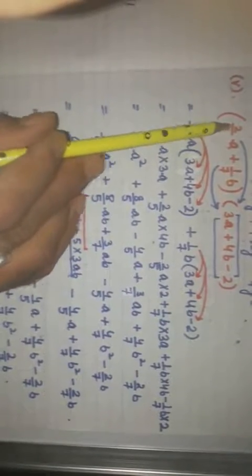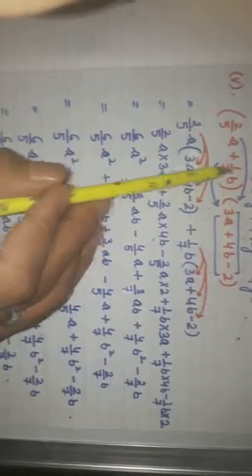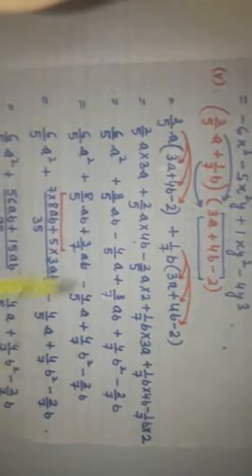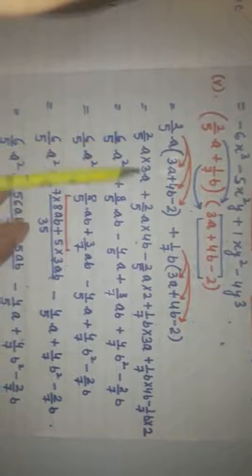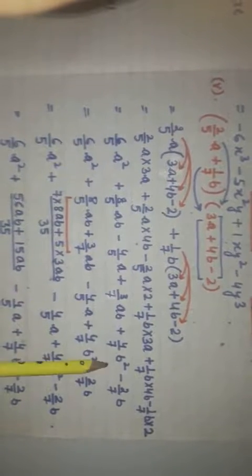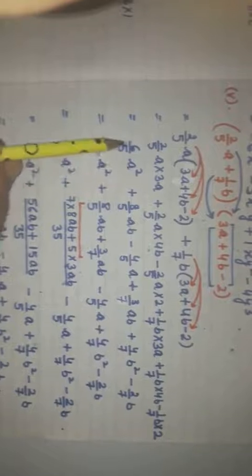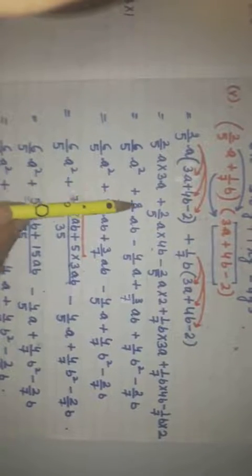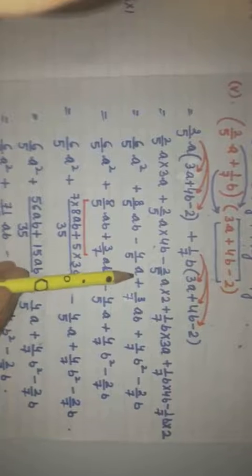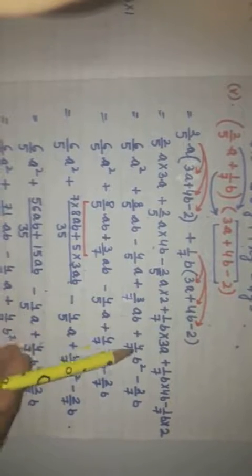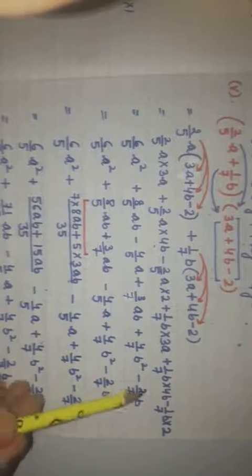Again there is one more question given, that is the fifth part. In this part the coefficients are given in rational form, that is 2 upon 5, 1 upon 7. In this case again we have to multiply the first term with this trinomial and then the second term with this trinomial. So we will get the same. Now after multiplication we get here 6 upon 5 a raised to power 2 plus 8 upon 5 ab minus 4 upon 5 a plus 3 upon 7 ab plus 4 upon 7 b square minus 2 upon 7 b.